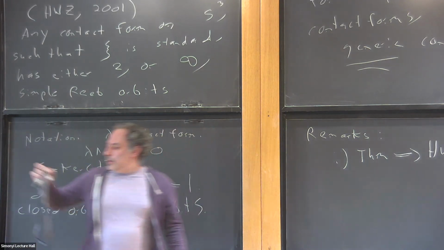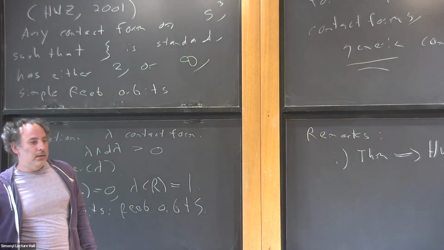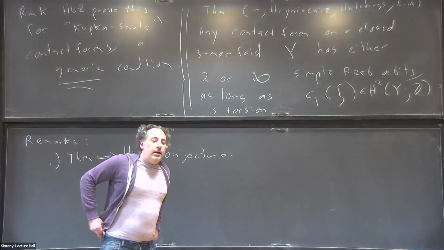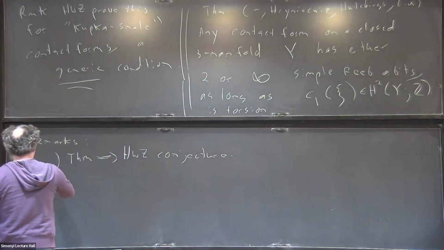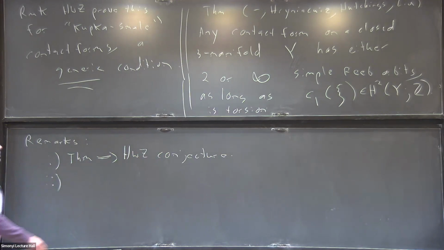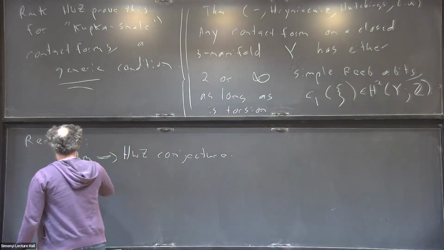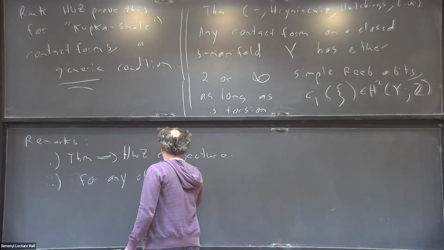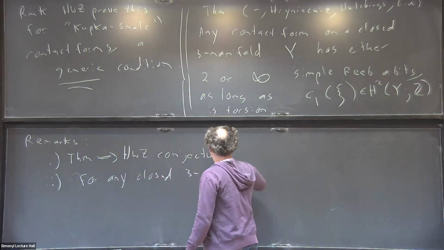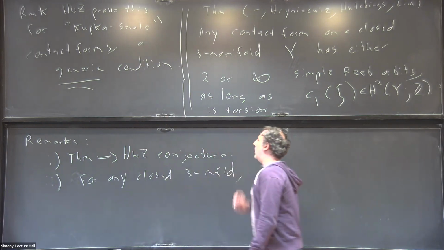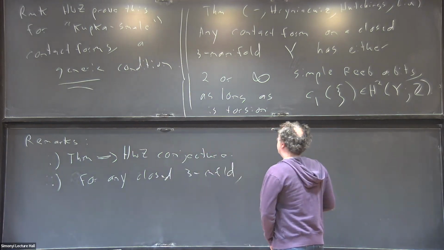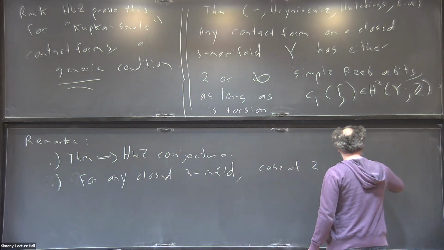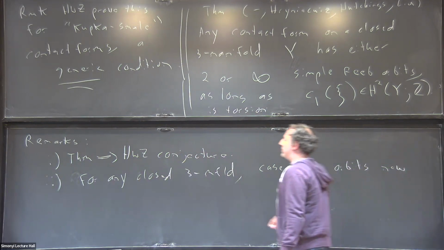Is there like this C1 condition? Yeah, great question. Probably not. However, let me state the second remark. So in general, for a general three-manifold, if you have any closed three-manifold, the case of two orbits is now well understood.